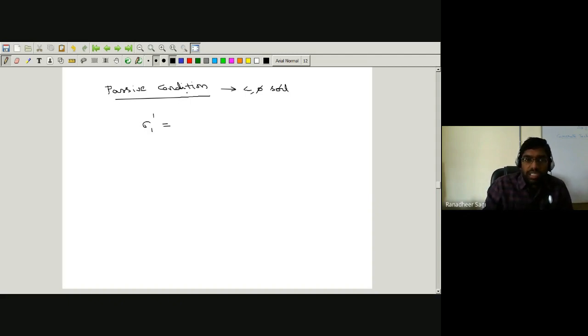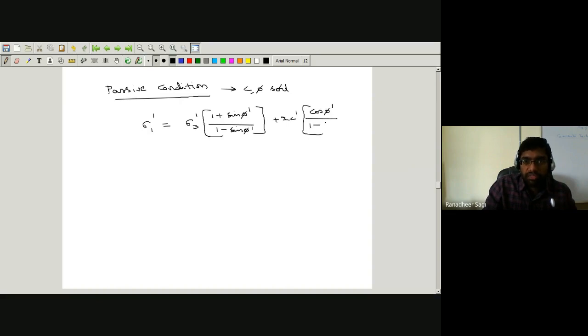That is sigma 1 dash equal to sigma 3 dash into tan square, or I can write it as 1 plus sine phi dash by 1 minus sine phi dash, plus 2c dash into cos phi dash by 1 minus sine phi dash. So this was the expression we had.